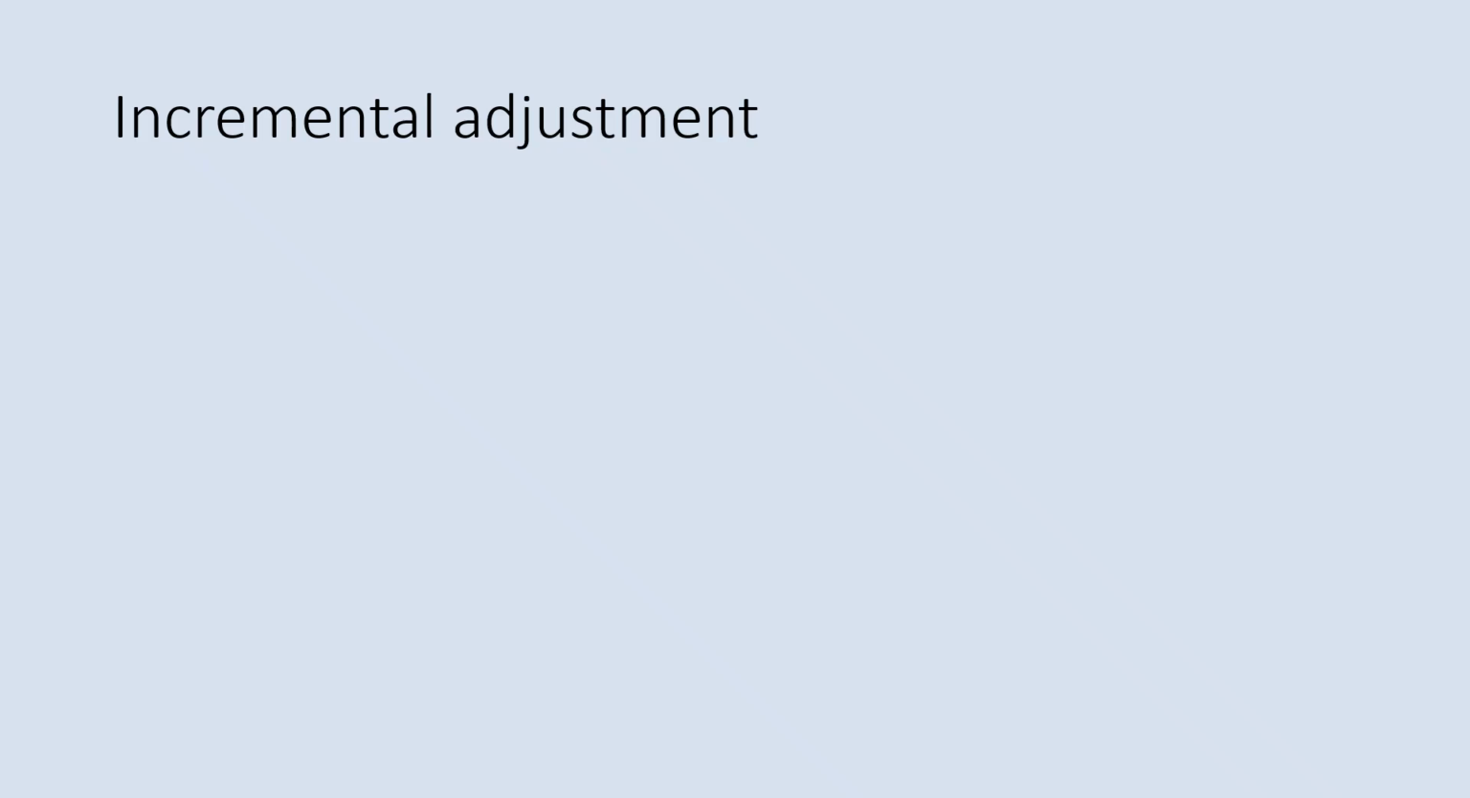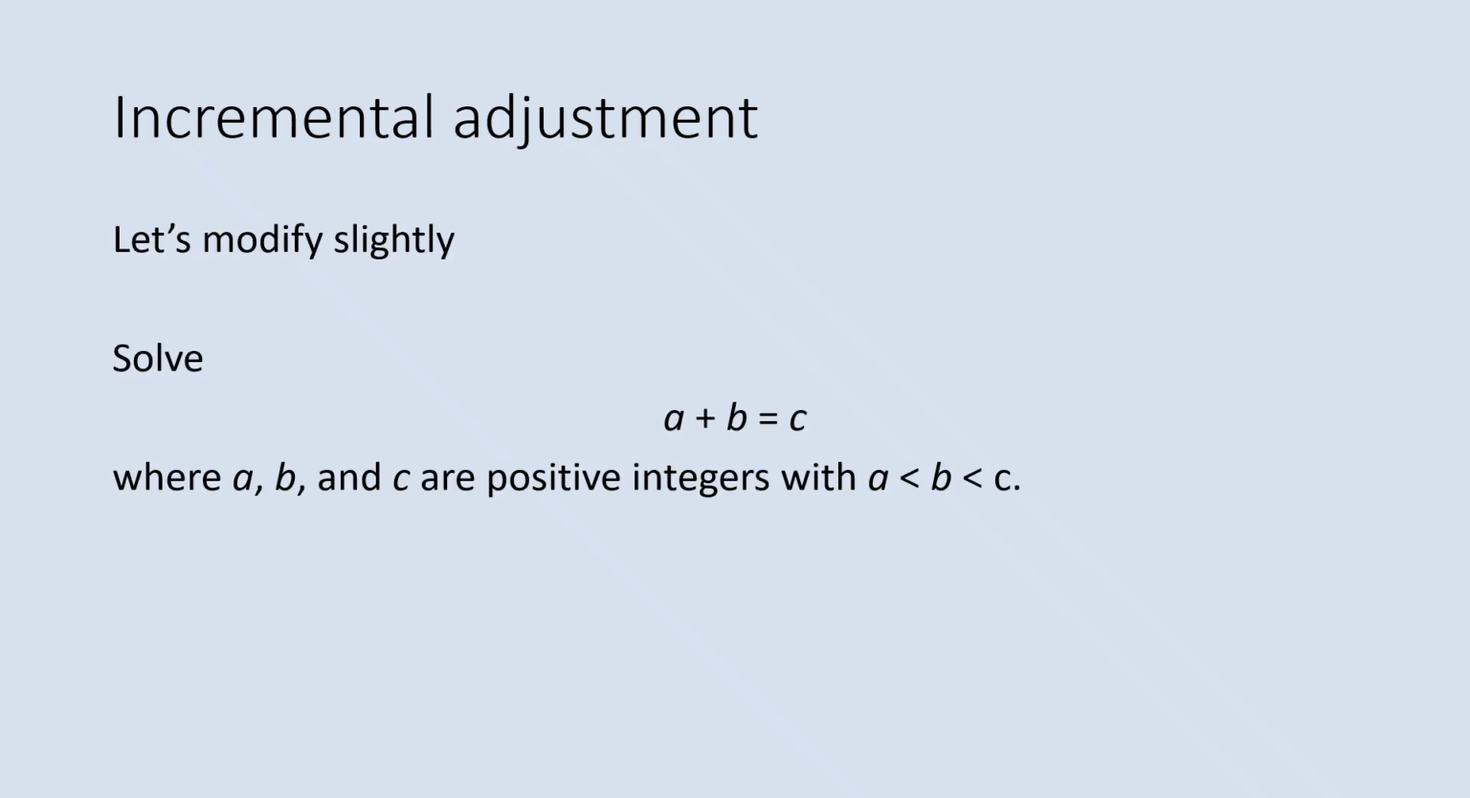So we're going to do an incremental adjustment, and the first one is to add the condition that not only are a, b, and c positive, but that a is less than b, which is less than c. Okay, so that doesn't make the problem any more complicated. We still pick our a, we pick our b, and we calculate the c.